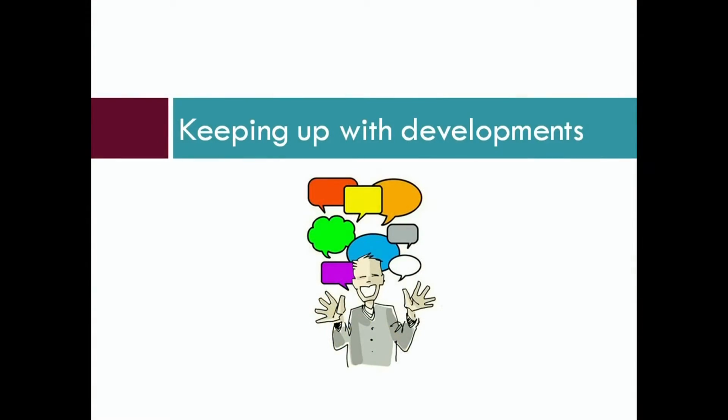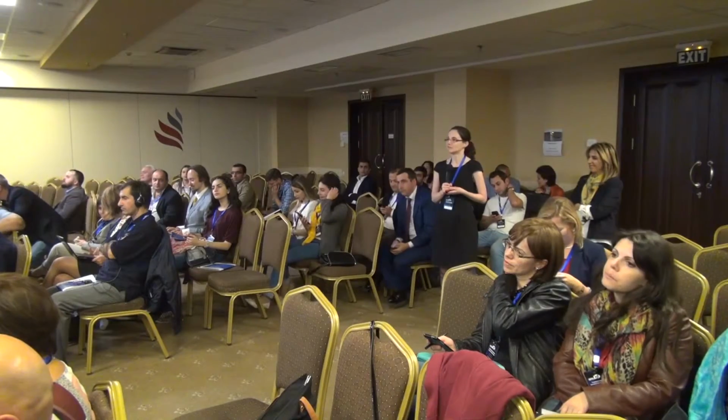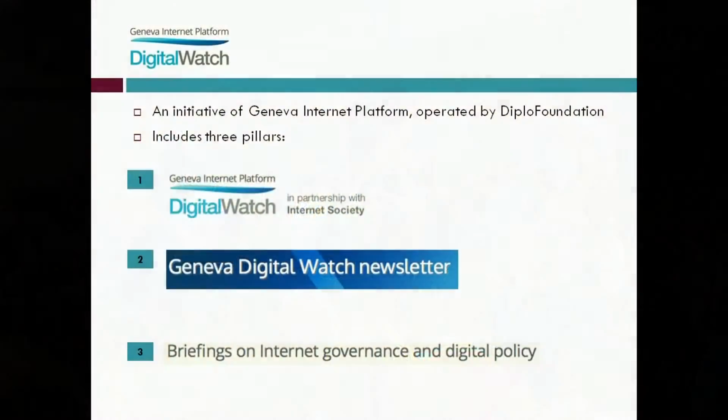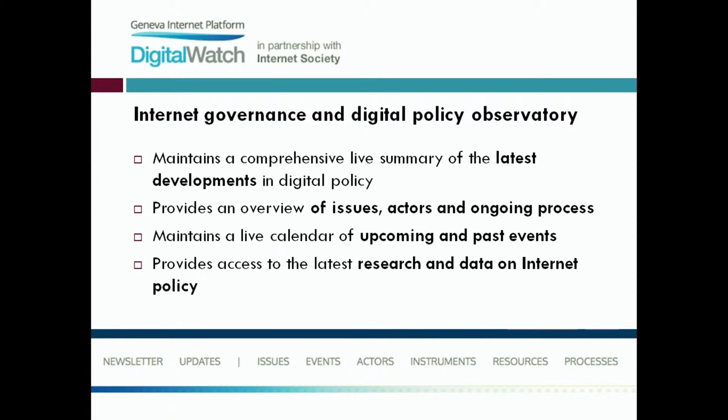So, we know how to learn, we know where to go, but how do we keep up with developments? There are so many things happening in internet governance every single day. It's really difficult to stay up to date with what's happening in all those various places and with all those actors. So, we at Diplo are trying to help with this, and in cooperation with the Geneva Internet Platform and partially with the Internet Society, we have put together the Digital Watch, which has 3 components: a Digital Watch Observatory, a newsletter, and a monthly briefing, and I will take them one by one.